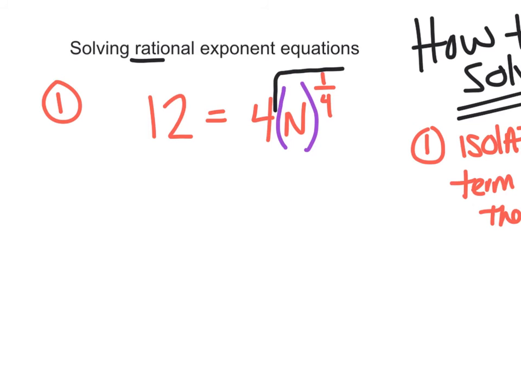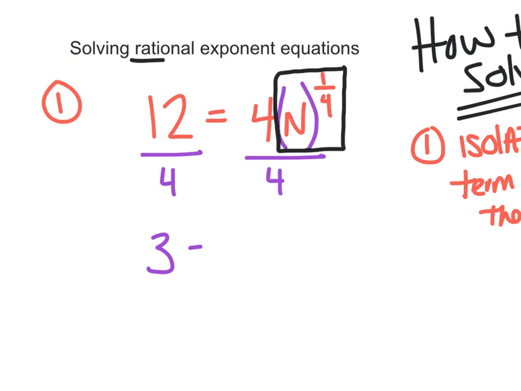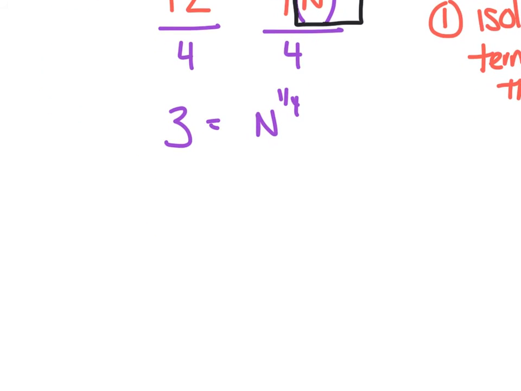So now I want you to box in this term here. That is who you are getting by yourself. If you have a nice colored pencil, that's a great time to do it. But that is the one term you need to get by itself. So you just do inverse operations. If this says 4 times, to get rid of that 4, I'm just going to simply divide by 4. So I'm going to get 3 equals n to the 1/4. So now I have isolated the term that has the rational exponent. Now we're just going to use our exponent properties. So I can rewrite this as the 4th root of n to the 1st power.